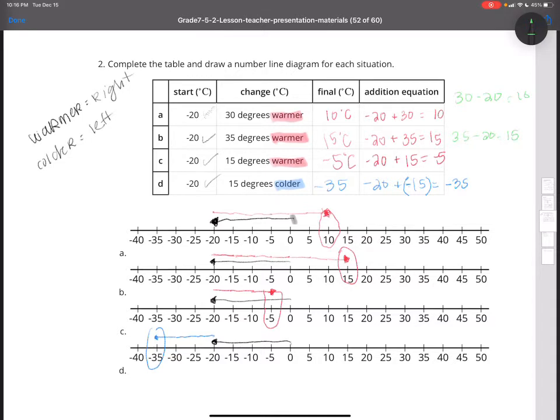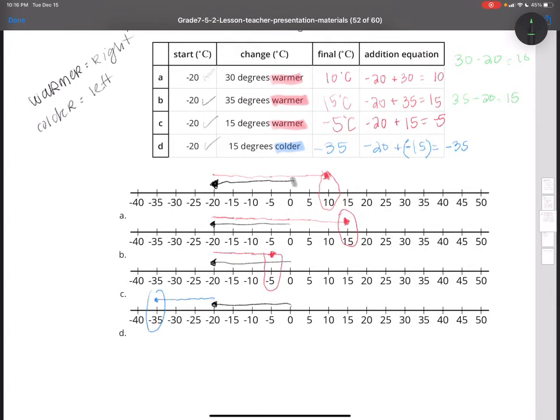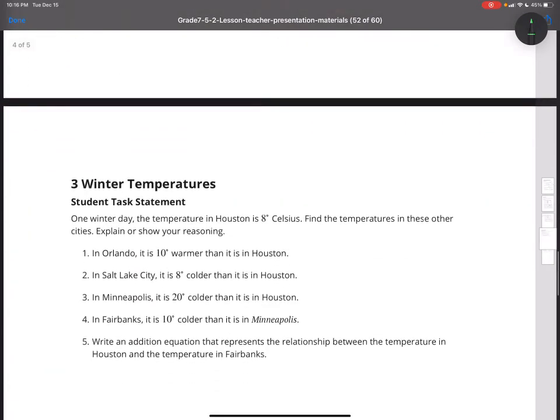However, when we add numbers with the same sign, we will add them like regular, but just keep the sign. So 20 plus 15 is 35, but they're both negative, so it would be a negative 35, okay? Because they're technically going in the same direction.